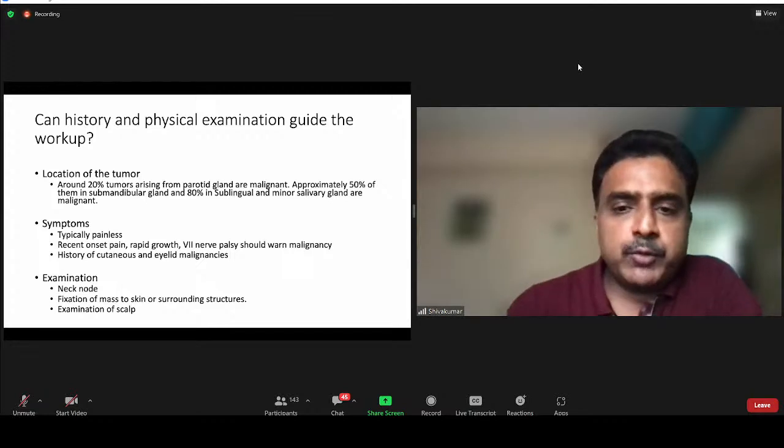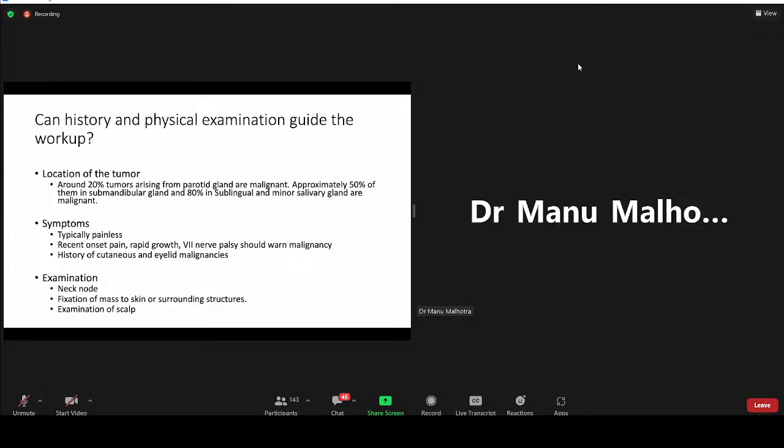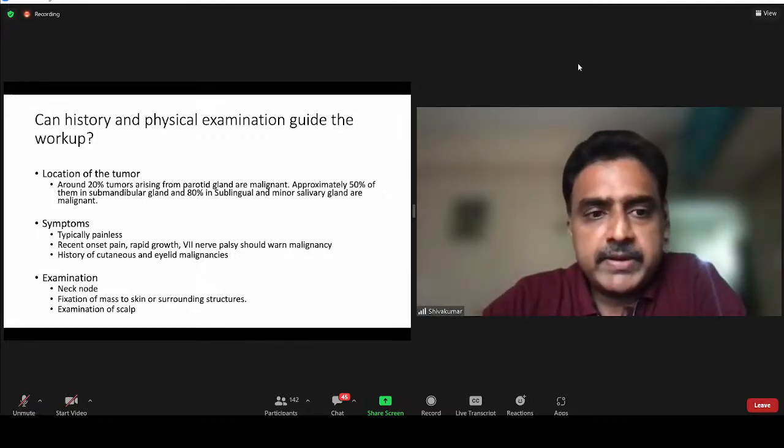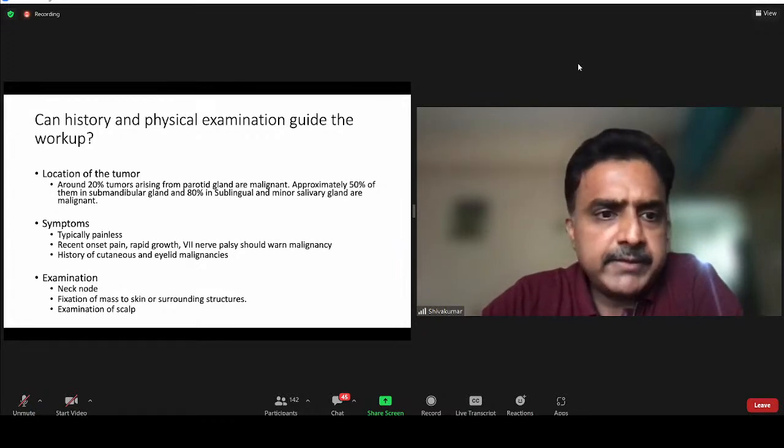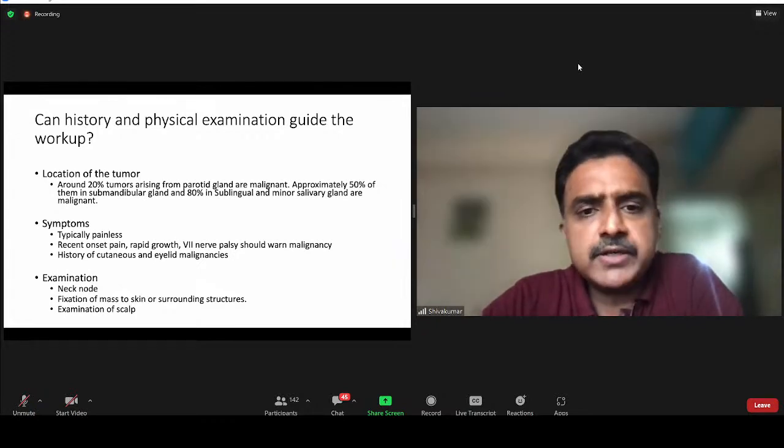Right. Great points. Diffuse swelling and size greater than 4 centimeters are themselves markers of high risk of malignancy. Great points made there, Dr. Manu. So just to summarize the location.